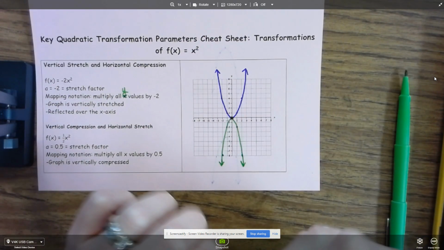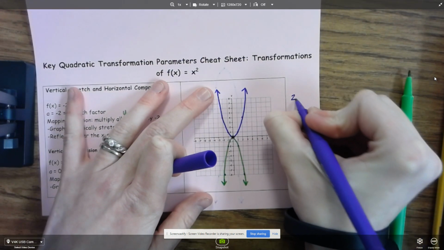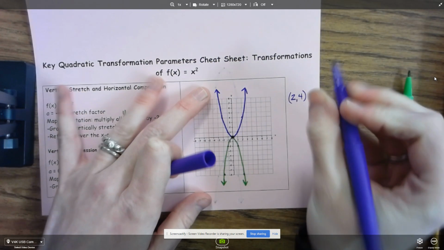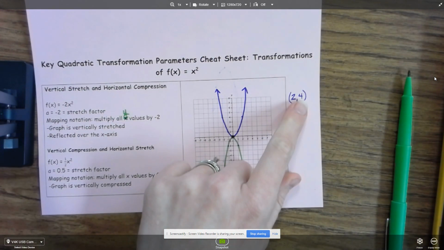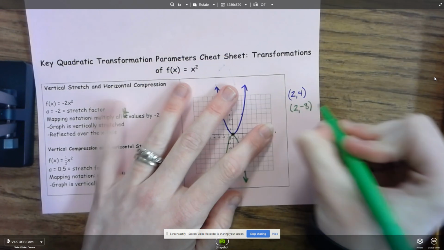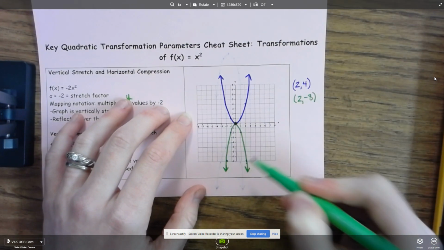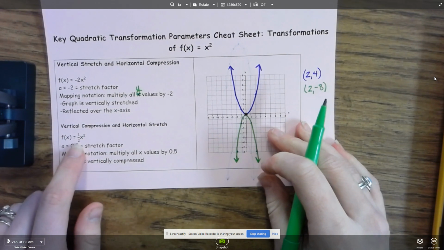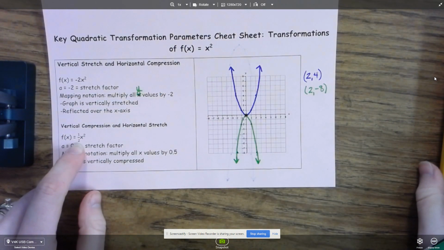What it means is that you're multiplying the y values by -2. For example, up here I had an ordered pair of 2, 4. If I multiply the y values by -2, I would get 2, -8, which is one of the points that we had.